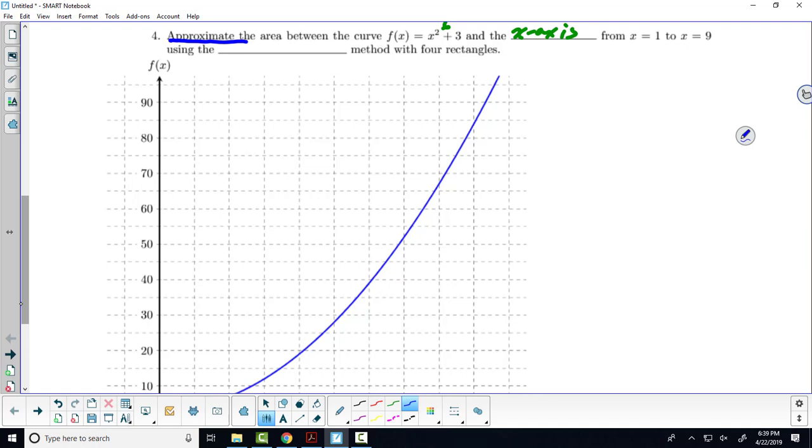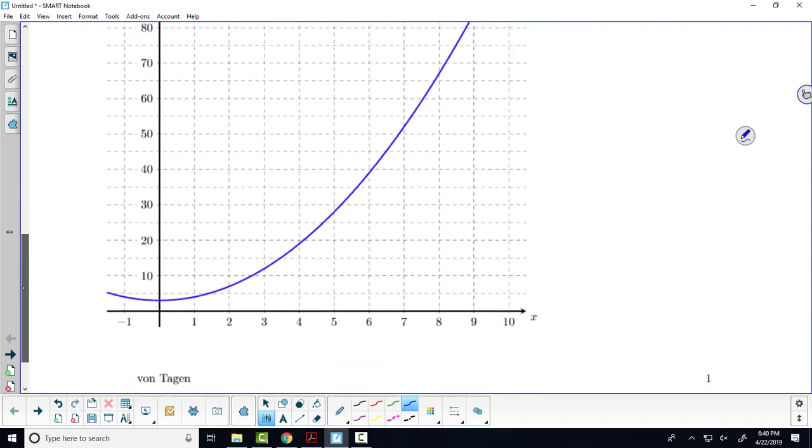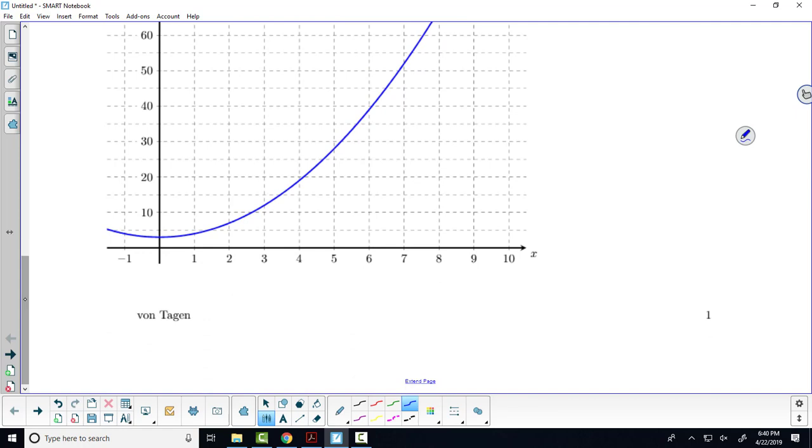Okay, and we're going to approximate the area using the left endpoint method for 4 rectangles. Okay. All right. Folks, I know some of you have done this before. Some of you, this is brand new. Okay. I wish everyone came into this class with this being brand new, because it's an interesting thing to do the first time.